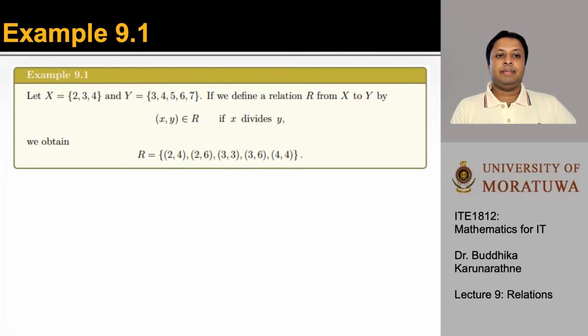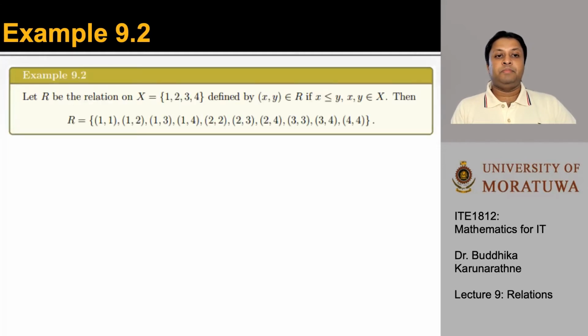Let's take an example to better understand. Let X include 2, 3, and 4, and Y have 3, 4, 5, 6, 7. We define a relation R from X to Y so that (x, y) is in R if x divides y. So you can find the elements of R, the ordered pairs: (2, 4), (2, 6), (3, 3), (3, 6), and (4, 4). This is how you define a relation.